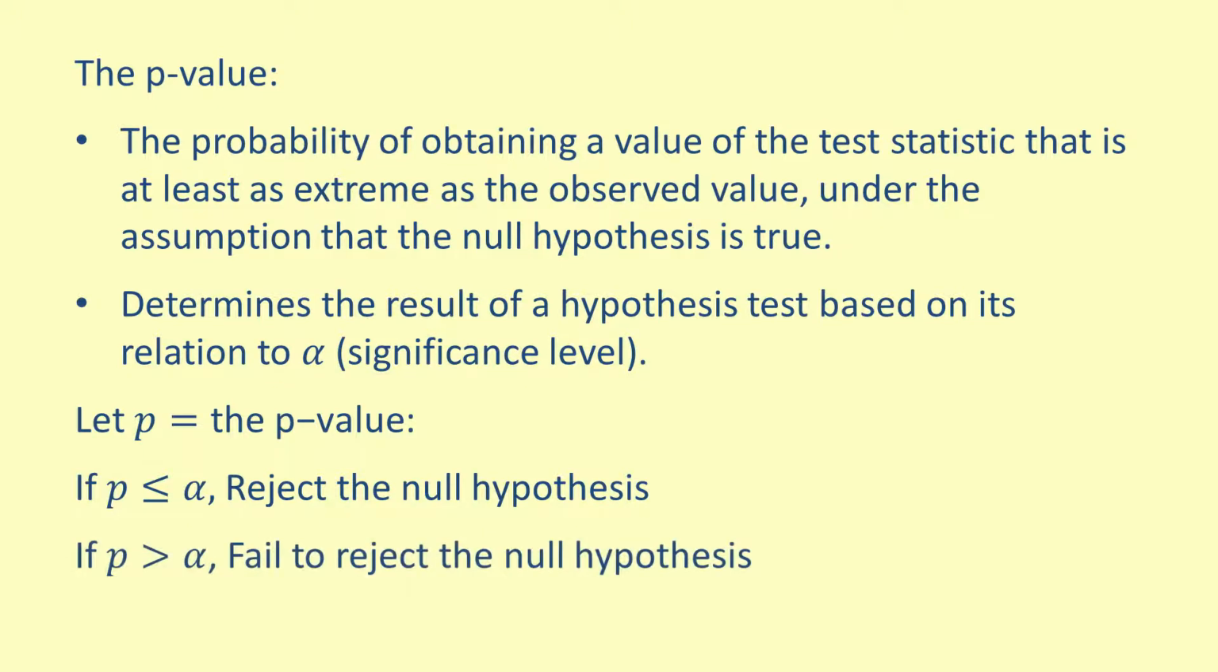If p is greater than alpha, then we fail to reject the null hypothesis, and we can say that there is insufficient evidence at the given level of significance to reject the claim made by the null hypothesis. Note that we're not saying the null hypothesis is true, we're just saying we don't have enough evidence to reject it. This is true regardless of whether our test is a left-tailed, right-tailed, or two-tailed test. If the p-value is less than or equal to alpha, reject the null hypothesis. If the p-value is greater than alpha, fail to reject the null hypothesis.